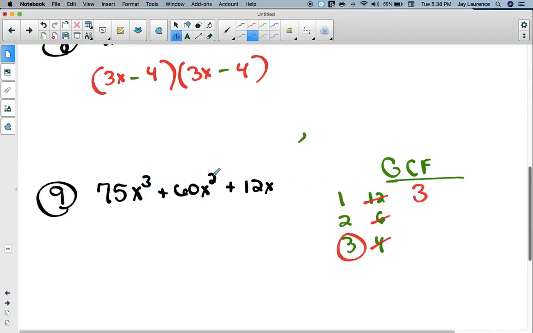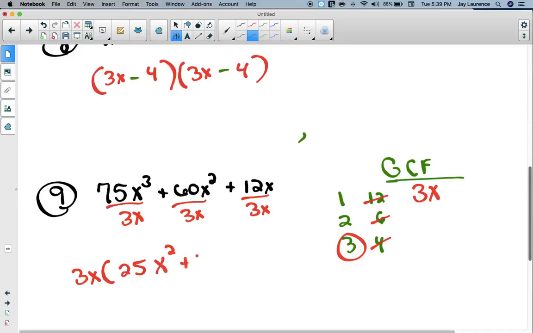Now if I look, I've got an x cubed, an x squared, and an x. That means the GCF of my x's is x. So I'm going to be dividing each term by 3x. All right, so I pull the 3x out front. 75 divided by 3 is 25. x cubed divided by x is x squared. 60 divided by 3 is 20. x squared divided by x is x. And 12 divided by 3 is 4. x divided by x is 1.